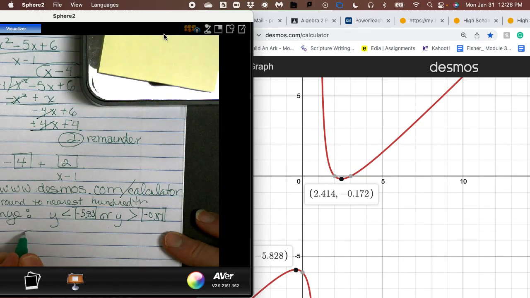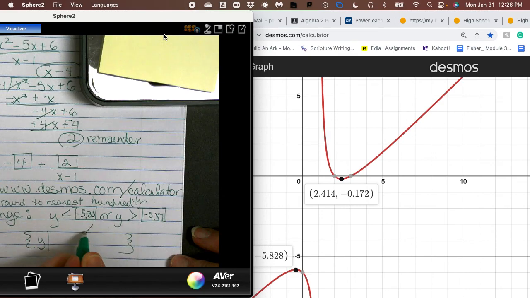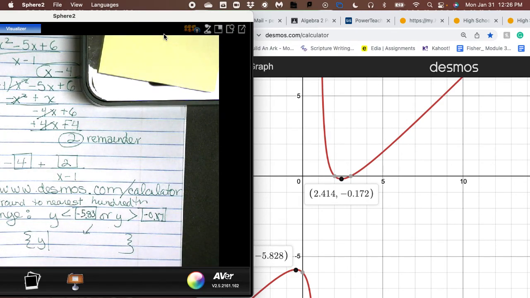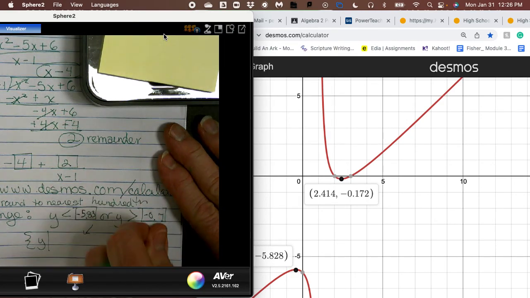I need negative 5.83 and negative 0.17. Okay? So you see, I use the y's, remember? The y's. So the set notation, set of all y, such that, and this stuff just goes in there. Same values.